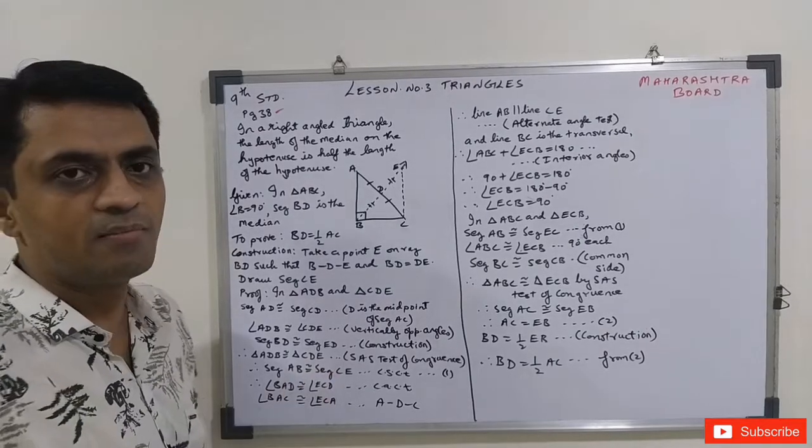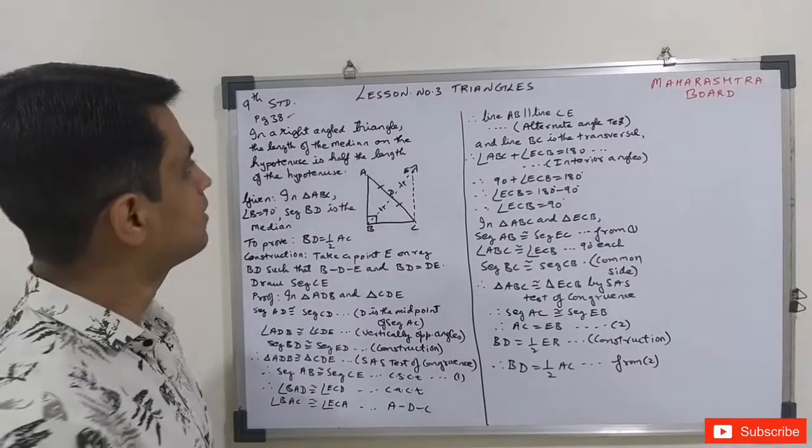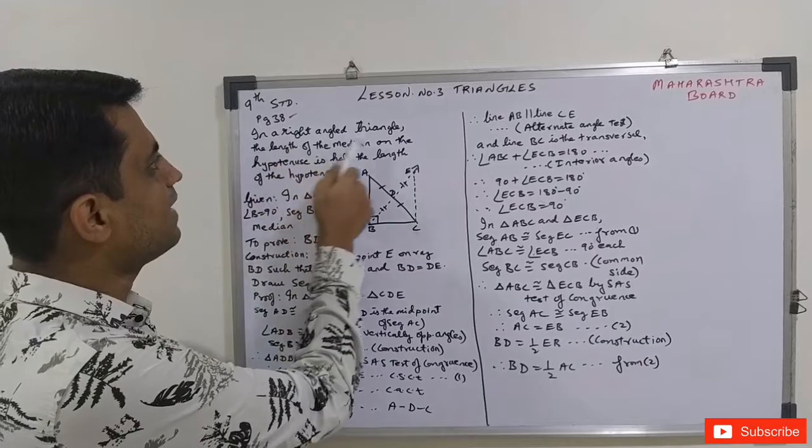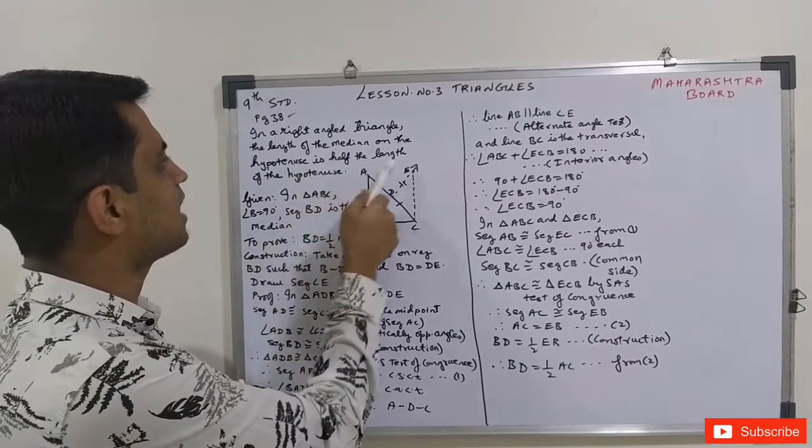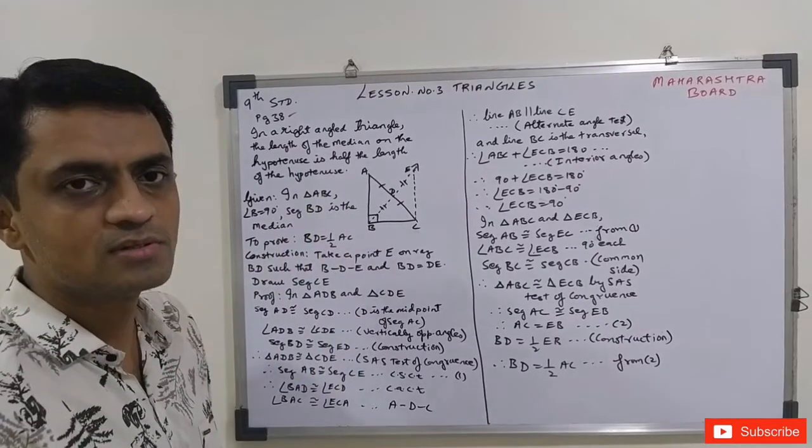Yes students, on page number 38, there is one more theorem. That is the last theorem before this exercise. The theorem is: in a right angle triangle, the length of the median on the hypotenuse is half the length of the hypotenuse.